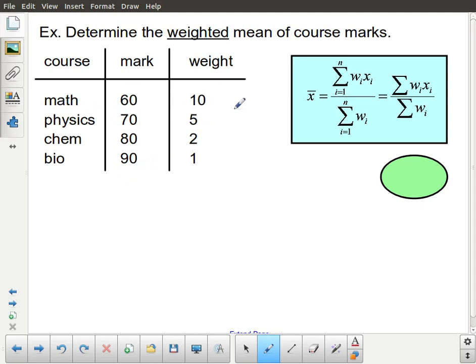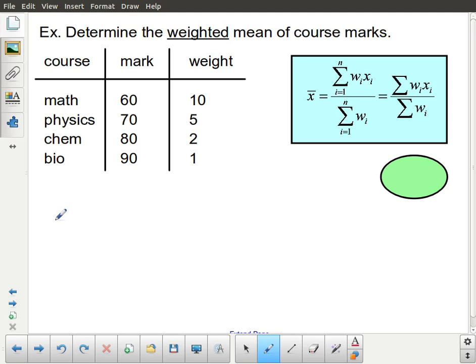But I have done this very fictional weighting where I'm saying that math is worth 10 pieces of weight, whereas the physics is only weighted 5, the chemistry is weighted 2, and the biology is weighted 1. So what would that look like in terms of a weighted mean?